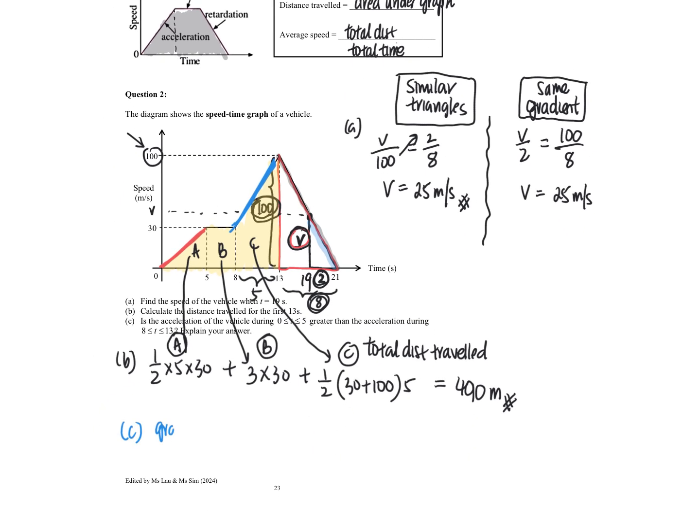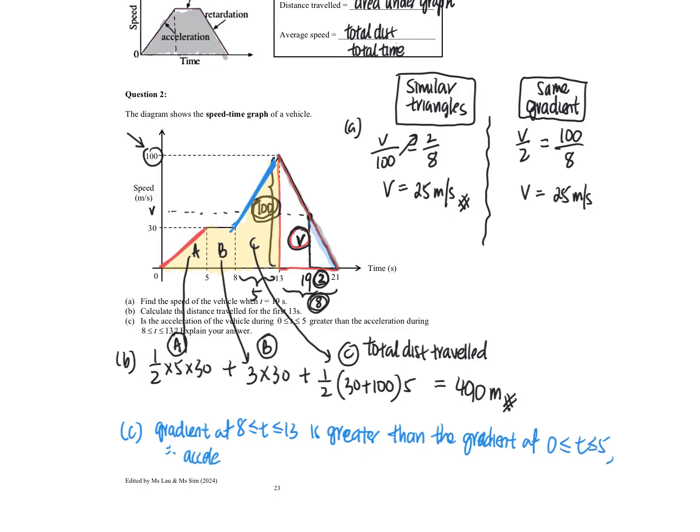So you can say the gradient at time equals to 8 to 13 is greater than the gradient at 0 to 5. Okay, therefore acceleration is greater. Okay, so you just have to explain to me that the gradient here is bigger than the gradient here. That's why acceleration is greater.